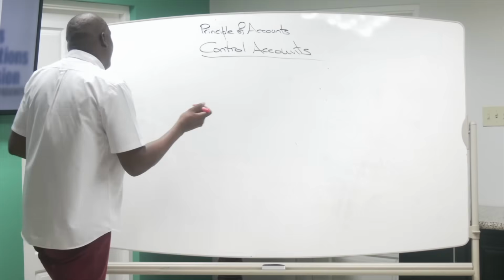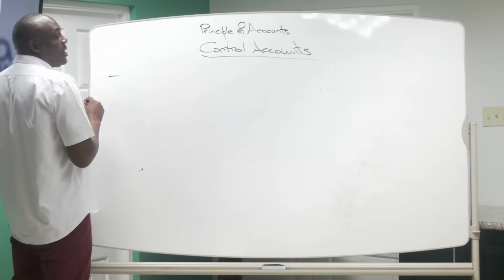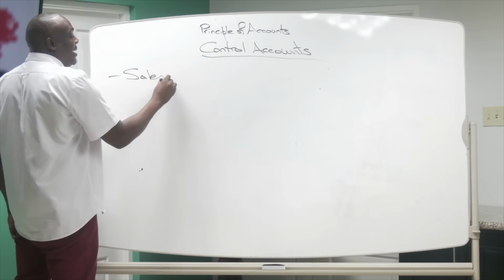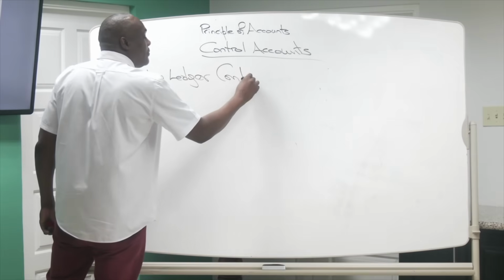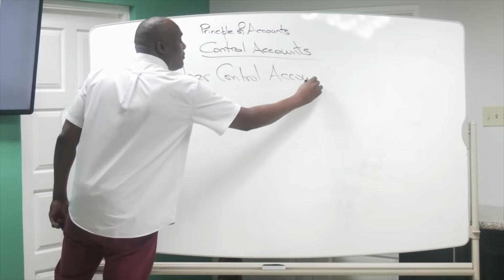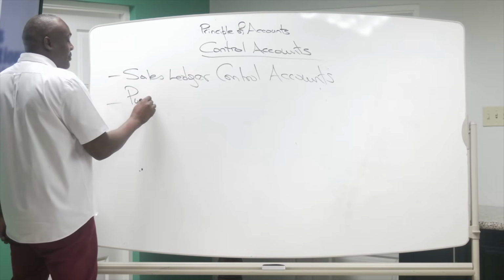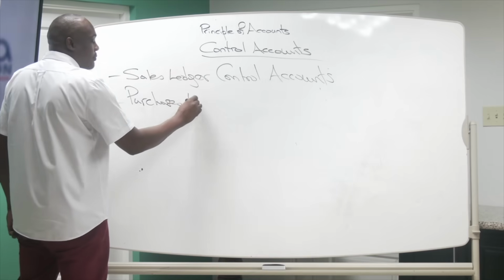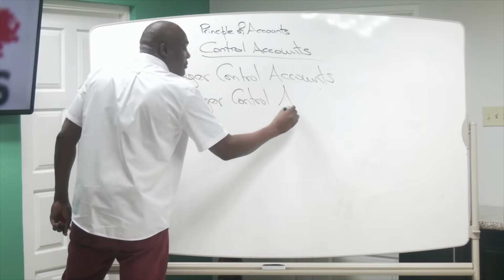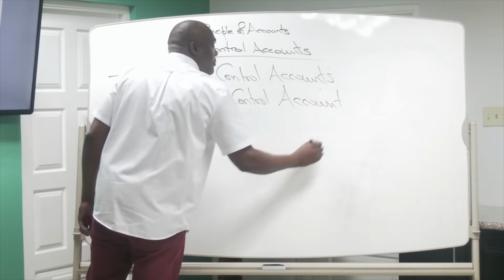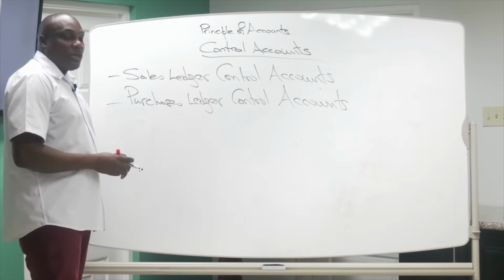So we have the two types of control accounts: sales ledger control account and purchases ledger control account. So these are the two types of control accounts that you must consider.